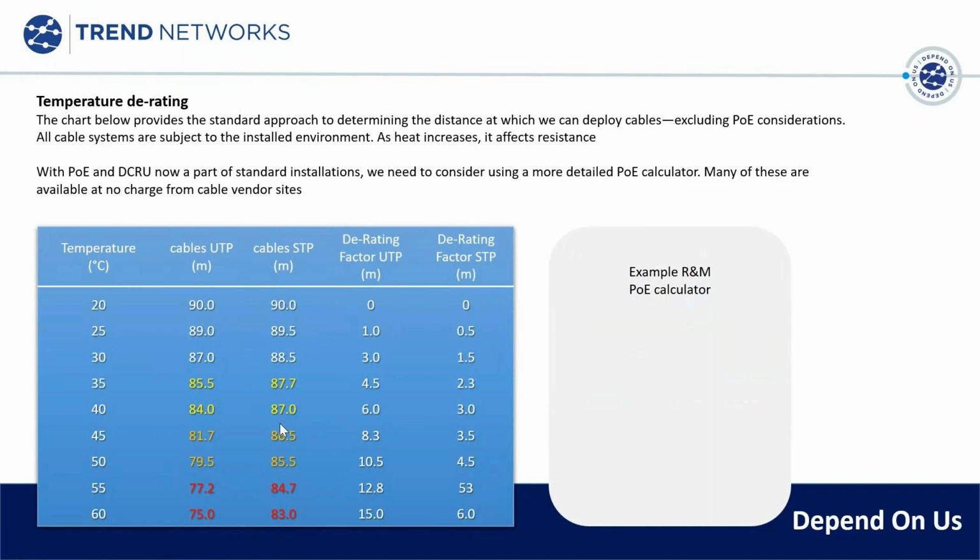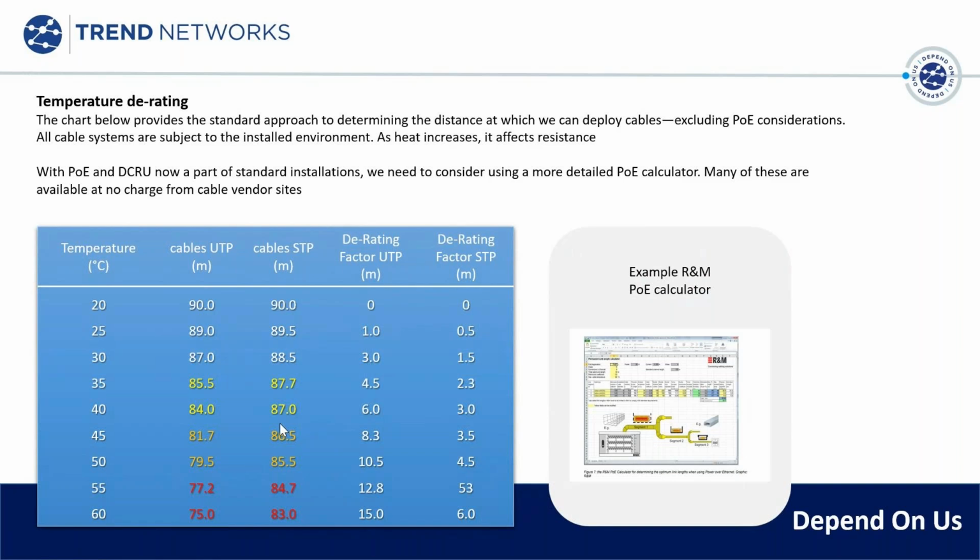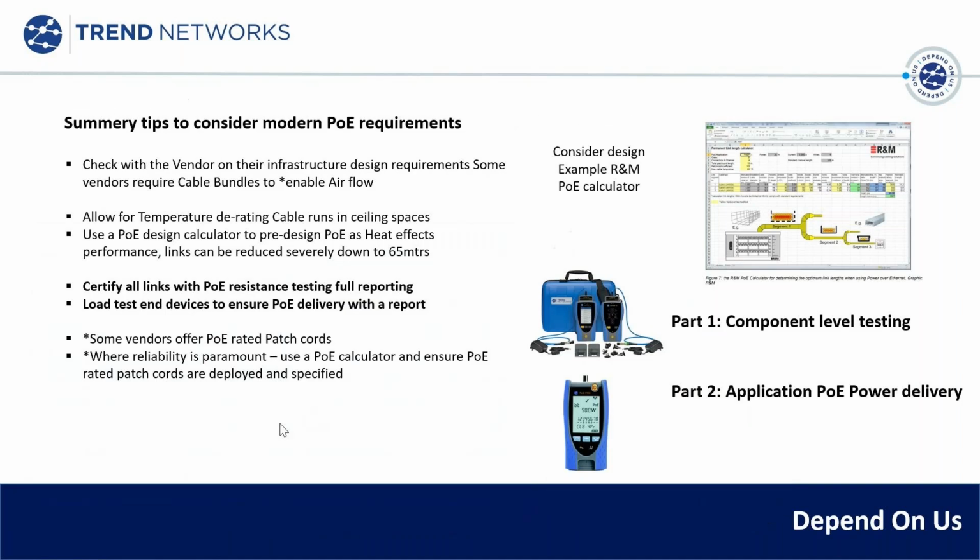So one of the ideas is adding a PoE calculator. A lot of vendors do this, and I've just got this one from R&M, so thanks to the R&M team, but there's a lot out there. A lot of fantastic vendors have this information available to you. Please do contact them. Think about a PoE calculator. It's going to look at temperature derating, where you can pick a temperature to estimate the impact on those runs. Very, very important.